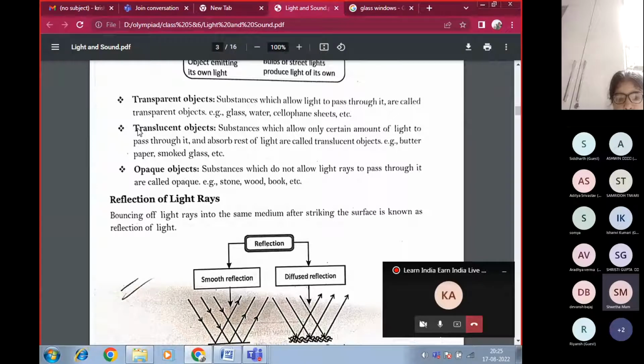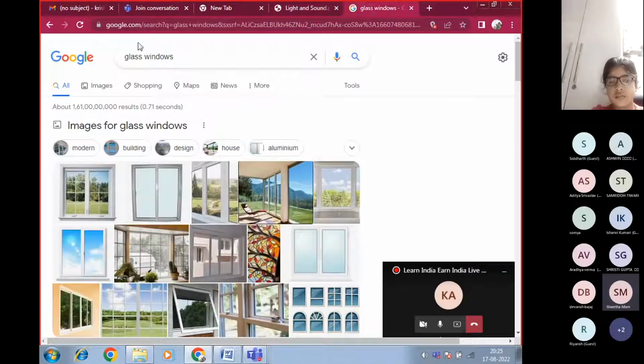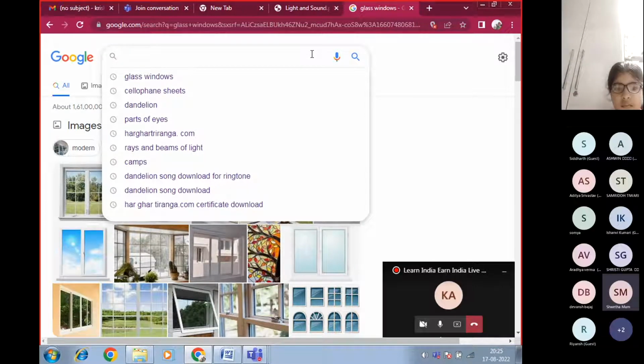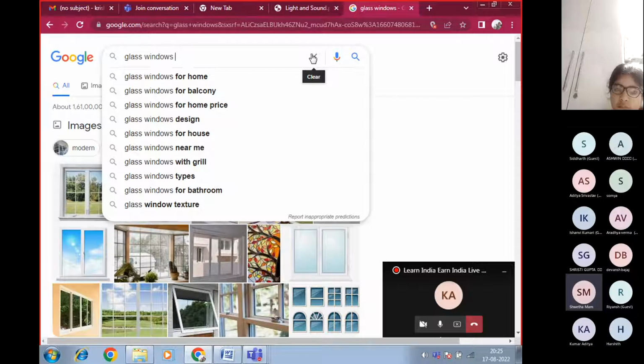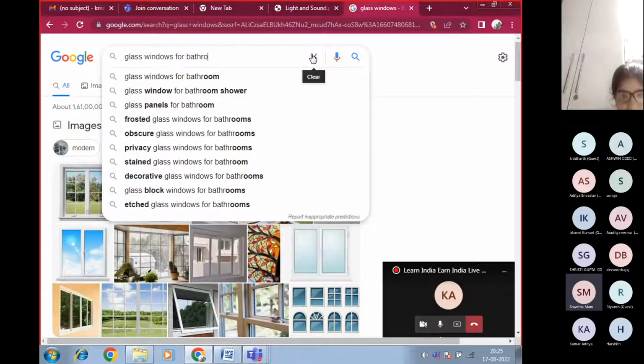For example, in your bathrooms they will put glass windows, but it will not be completely transparent. It will allow only some amount of light so that the entire thing inside the bathroom should not be seen. Only light should come like that. So there they use translucent glass windows for the bathroom. It looks like this.